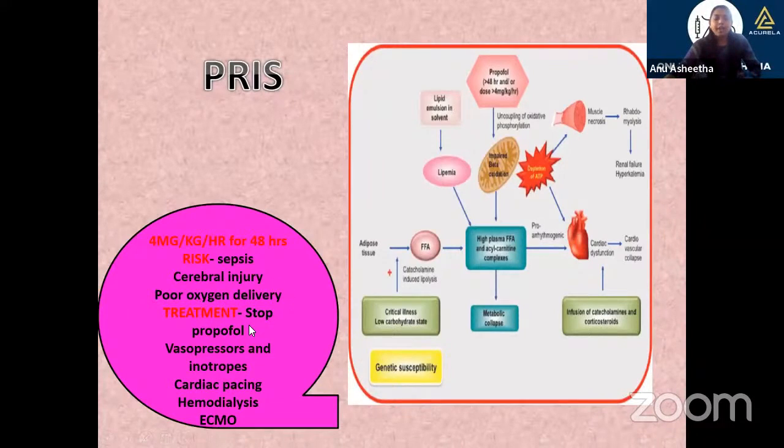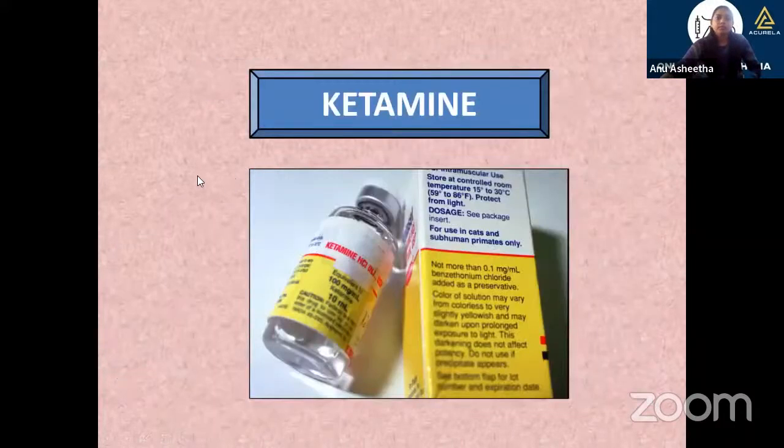So, what is the treatment? You have to stop propofol. Vasopressors and inotropes can be used. Cardiac pacing in case of any heart block. Then hemodialysis in renal failure, and also ECMO. Now coming to ketamine.